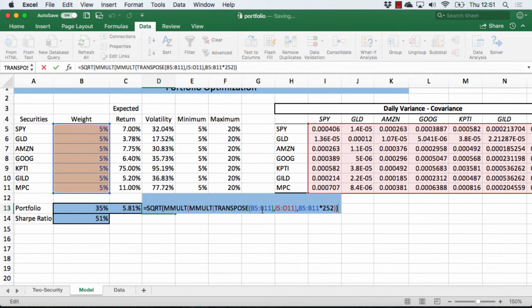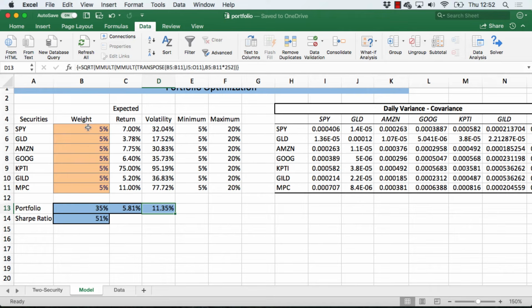The first thing we're going to do is transpose the weights. We're going to matrix multiply that by the covariance variance table. Then we take the result of that and matrix multiply it again by the weights. Then we adjust it from a daily to an annualized variance of the portfolio, and reduce all that down to one cell. To execute, once again, I have to hold Control and Shift and press Enter.